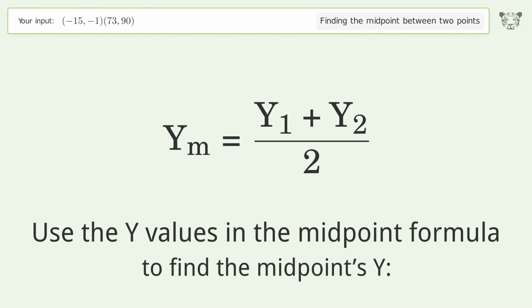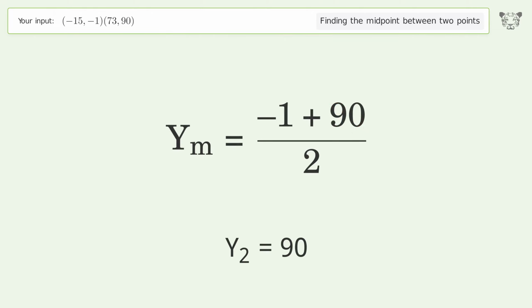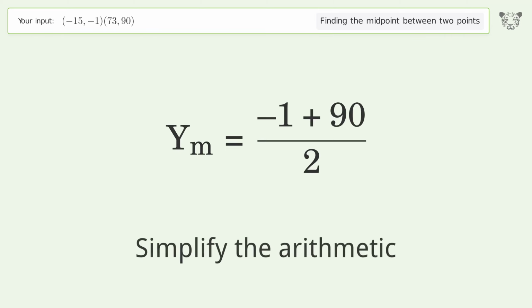Use the y values in the midpoint formula to find the midpoint's y. y1 equals -1. y2 equals 90. Simplify the arithmetic.